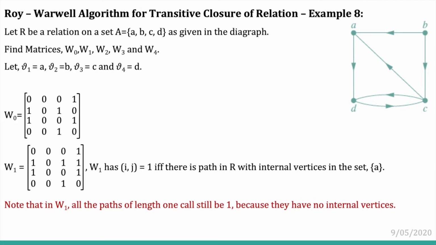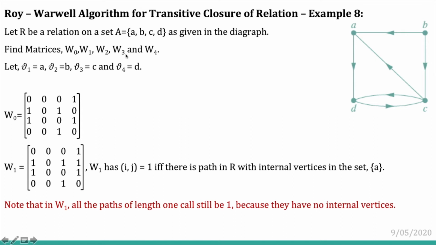Here is an example of finding the transitive closure of a relation by employing the Roy-Warshall algorithm. The relation R represented by this graph is defined over the set {A, B, C, D}. Now, in order to find the transitive closure of this relation, we have to construct the series of 0-1 matrices represented by W0, W1, and so on up to W4. We go up to W4 because there are 4 vertices in this graph. We would have gone up to W5 had there been 5 vertices in the graph. Let's also assume that this is the arbitrary sequencing of the vertices of the graph, where V1 is equal to A, V2 is equal to B, V3 is equal to C, and V4 is equal to D.